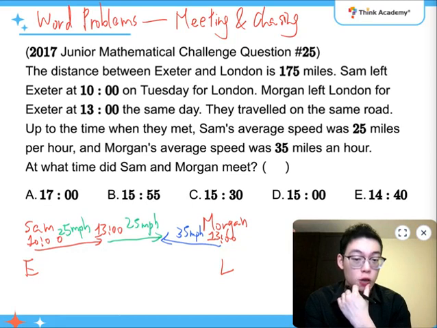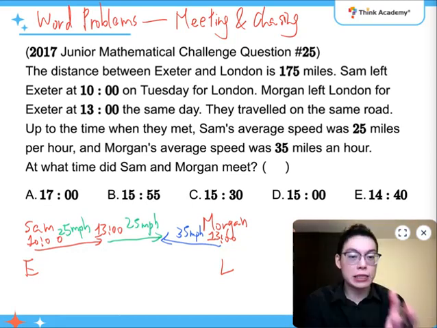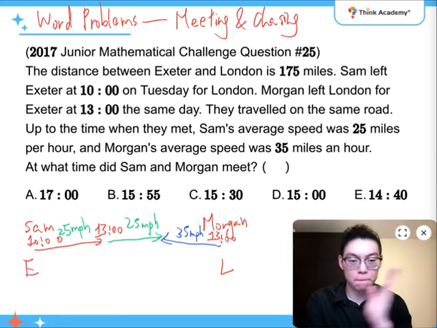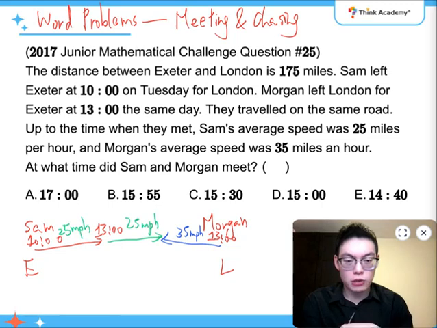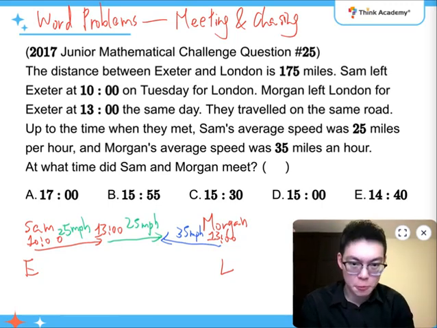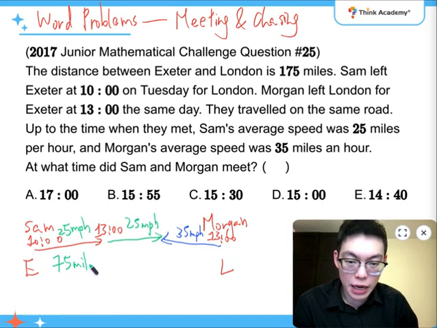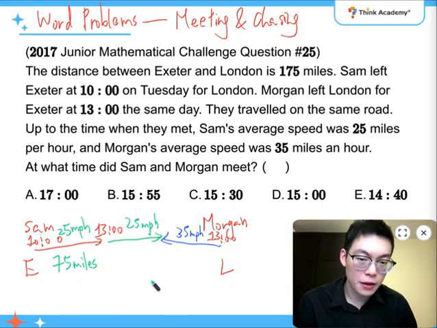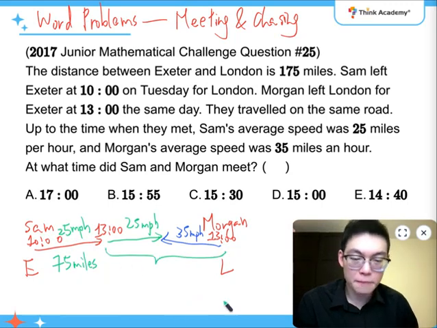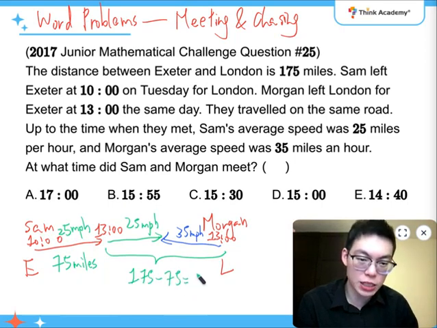Even if it is not, it wouldn't really change the fact that Sam is traveling a fixed distance. All right. So we can just assume that Sam is traveling at a constant speed. So for the first section there, in 3 hours, Sam would have traveled 75 miles, which means that the remaining section is going to be 175, take away 75, which is 100 miles.